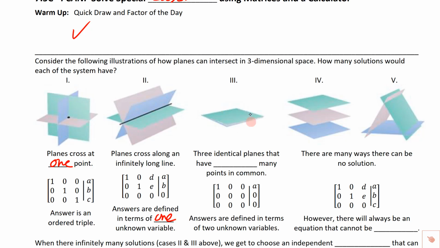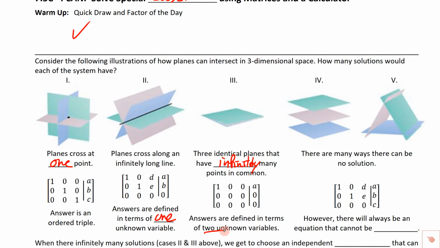Then we can have 3 identical planes. And they have, again, infinitely many points in common. And you're going to end up with something like this. You try and put it in reduced row echelon form, and you can get the 1, 0, 0 or something like that. And then you just get a bunch of zeros here. So you've got two true equations. All right? So the answers are defined in terms of, would you underline the word 2 right here?